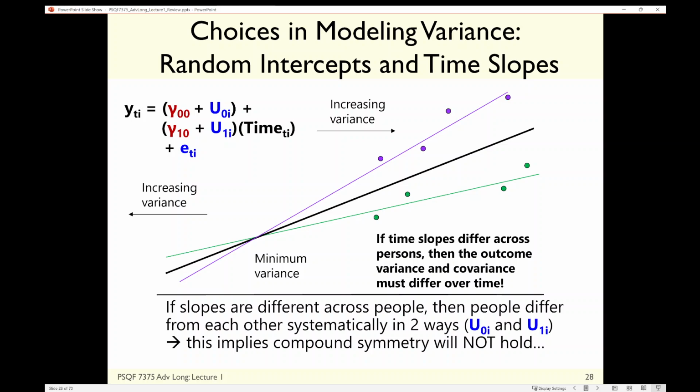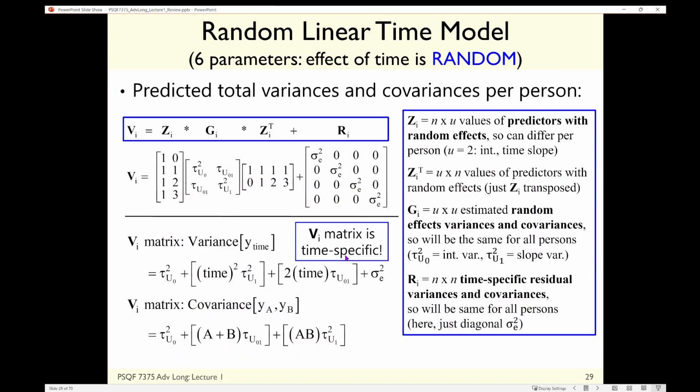Likewise, if I had a random quadratic model, time to the fourth shows up in there, creating what I call a quartic pattern of heterogeneity of variance over time. So this will be an issue that shows up not just for time, but for any time-varying predictor that is given a random slope in these models. So compound symmetry will not hold, constant variance will not hold if people change differently. And that's where we're going to stop for today.